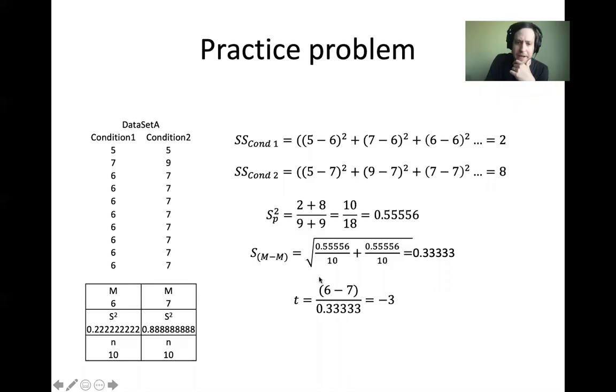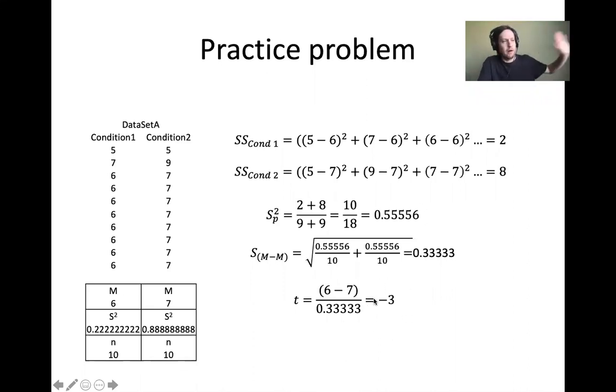When we calculated our t, we got -3. So the question I have is this, I want you to think about it: is this in the rejection region, the critical region? Yes or no? Anyone know? This -3 is in the critical region. It is in the rejection region.